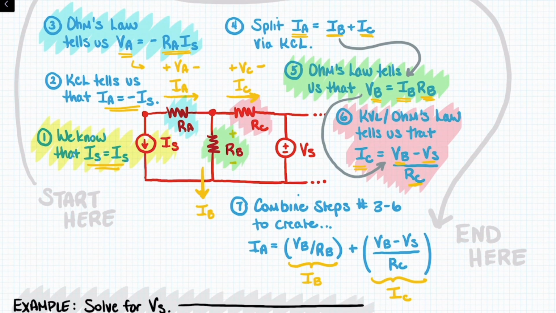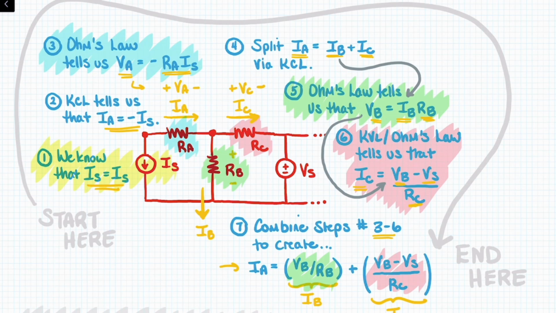Lastly, we can combine steps 3 through 6 to create this expression here, which says that IA is equal to VB over RB, that's taken from the green above, plus (VB minus VS) over RC, and that's taken from the red highlight above.